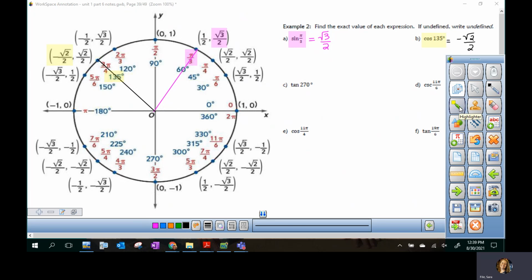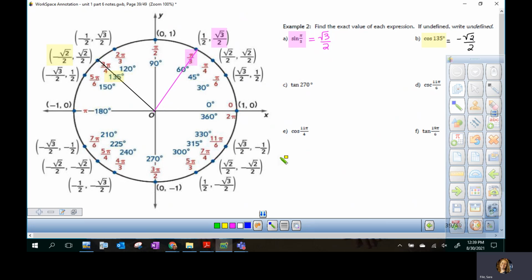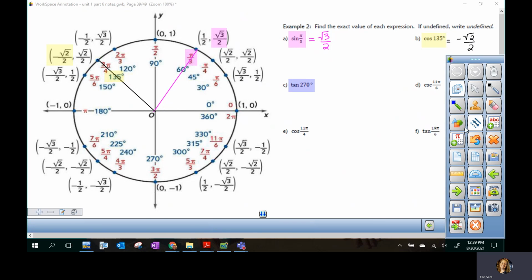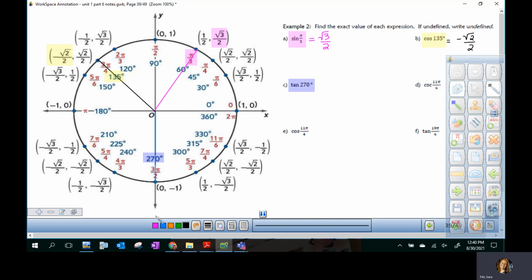Okay, so then C says, what is tangent at 270 degrees? So 270 is straight down. It's a quadrant angle. Now, I don't have tangent written on here, but I did have you just go through and write it on your blue one. Tangent is y divided by x. Can you divide by 0? So it is undefined.